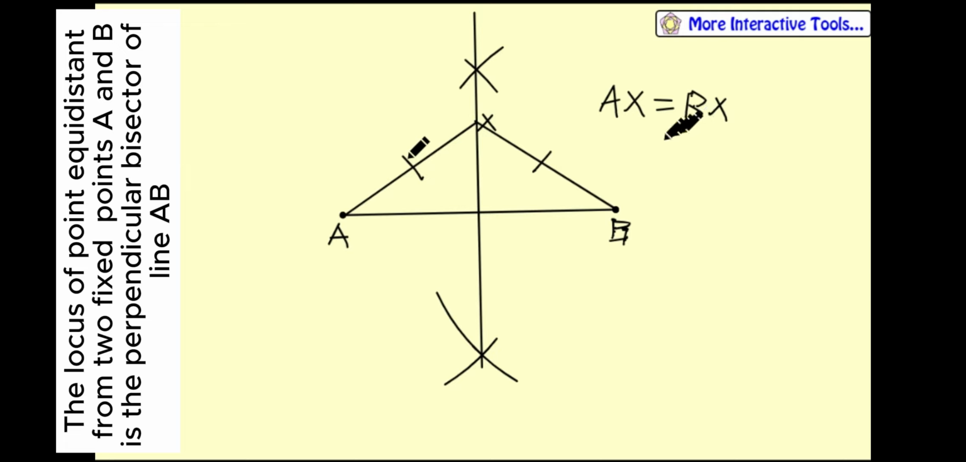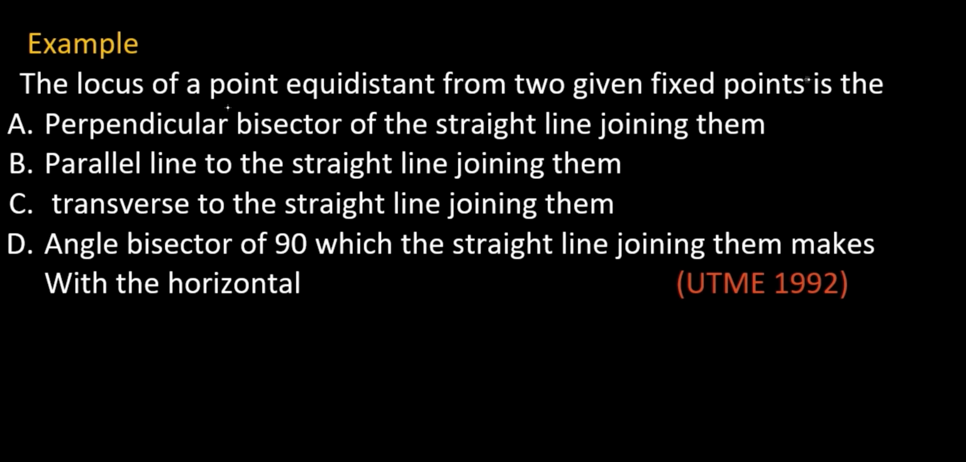Okay, the same way, suppose we say K is our midpoint in this case, that is on the locus, dividing AB into two equal parts. So we'll say that AK is also equal to BK. Let's look at an example on this. The locus of a point equidistant from two given fixed points is, of course we should know, the perpendicular bisector of the line joining them. Option A is our answer.